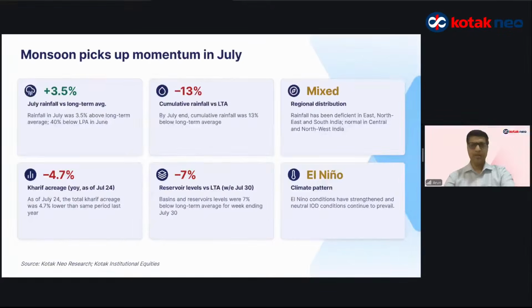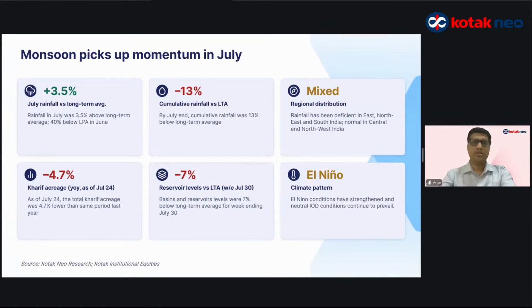Monsoon, again, a critical factor. We talked about two major headwinds for India currently. A lot of macro factors are positive, but two things are a bit of a challenge. One was the crude oil prices and the inflation numbers we talked about. Now it is the monsoons. The rainfall was very, very poor in the month of June. It was 40% below the long-term average. However, July saw a big relief, with July rainfall being 3.5% above the long-term average. So by July end, the cumulative rainfall was 13% below the long-term average, whereas the shortfall was much higher in the initial weeks of July.